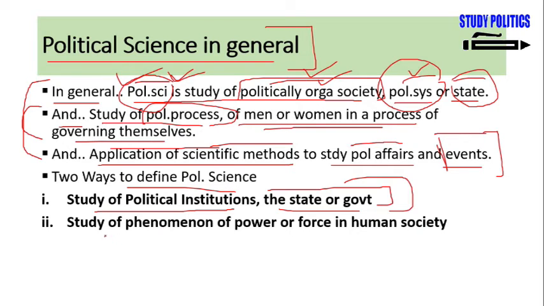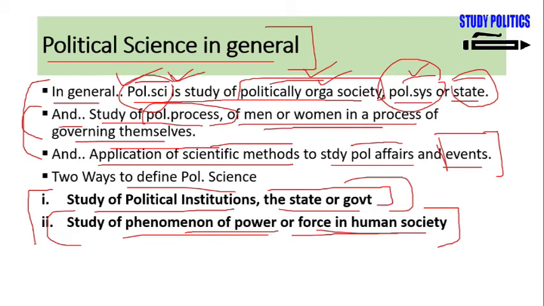In the second approach, we define political science in terms of the phenomena of power or force in human society. So it is also a sort of boundary. When we define political science in terms of this approach, we will strictly define political science in terms of the phenomena of power or force in human society. So let's see some definitions given by some eminent political scientists, that is, how they have defined political science on the basis of these two approaches.